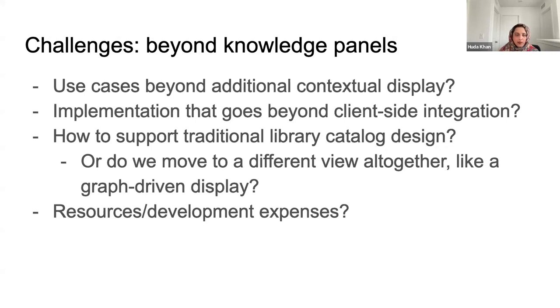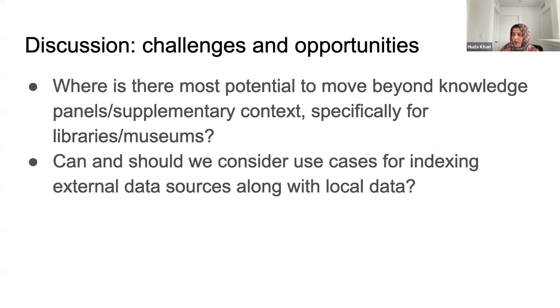When we start to go beyond that, what sort of resource expenses are we looking at? So this is again a question to all of you. If we could spend maybe just a couple minutes, two or three would be enough, to think about where you might think is the most potential to move beyond knowledge panels in supplementary context for libraries, museums, archives, et cetera. And the second question may be too technical for some people, or not.